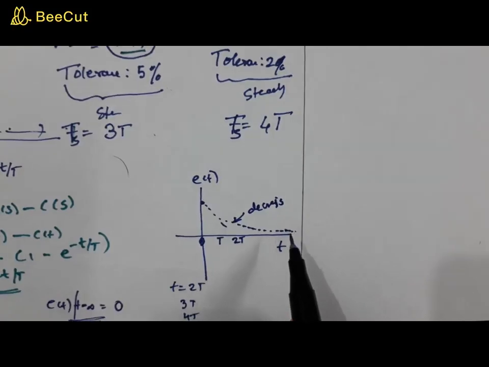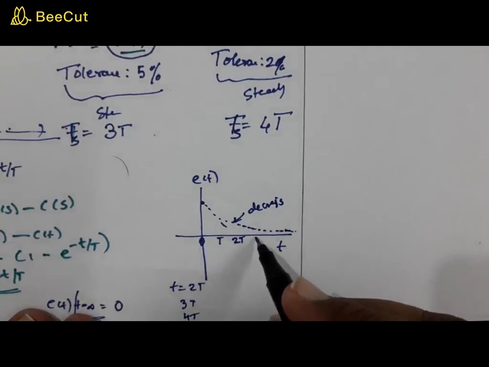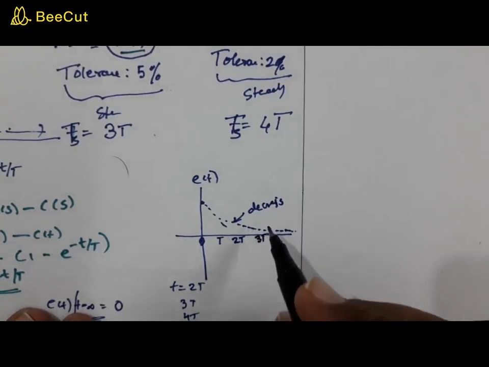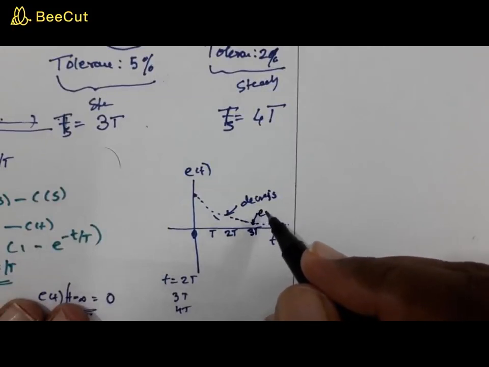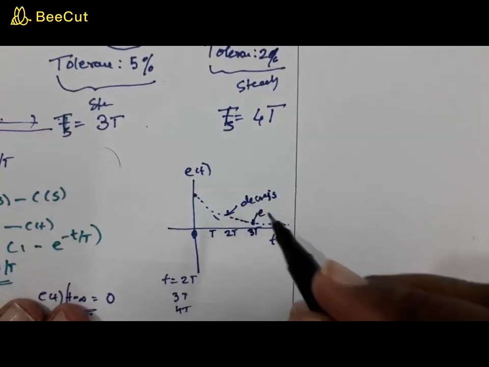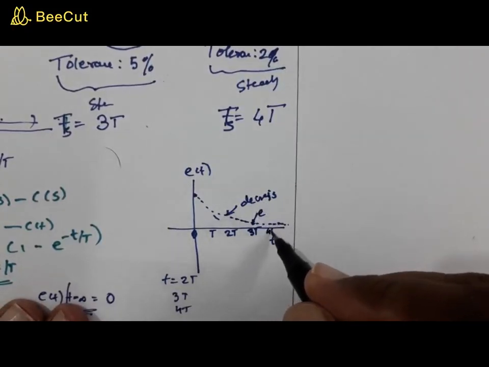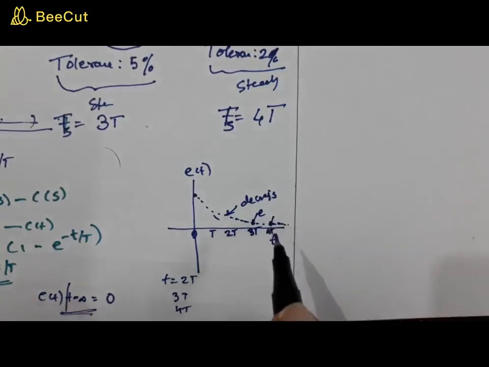Now, in a practical case, you will assume that at 3T, if it provides a 5% tolerance, you will ignore the error, and at 4T, if you can provide a 2% tolerance, you can just ignore the error, or you will assume the error to be 0. But ideally speaking, this will be error free only at t is equal to infinity.